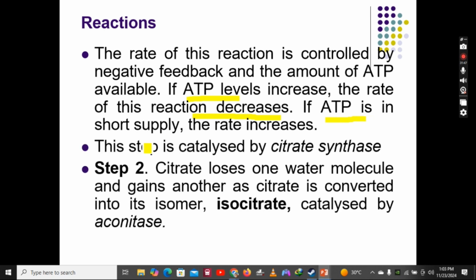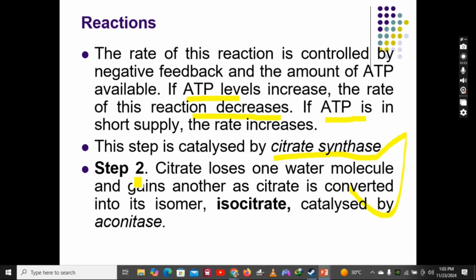This step is characterized by an enzyme called citrate synthase. That's the enzyme that is involved in the production of citrate. With citrate synthase, the acetyl-CoA combines with the oxaloacetate and a sulfhydryl group is removed. This is the enzyme that is involved.